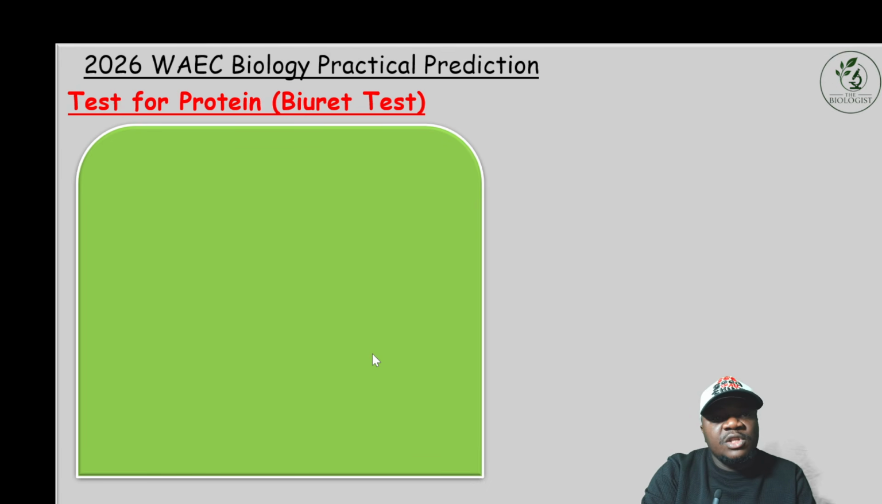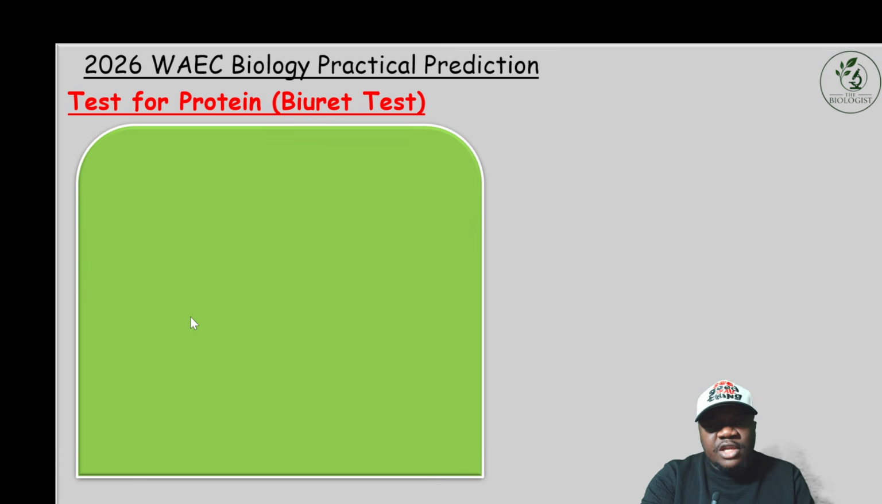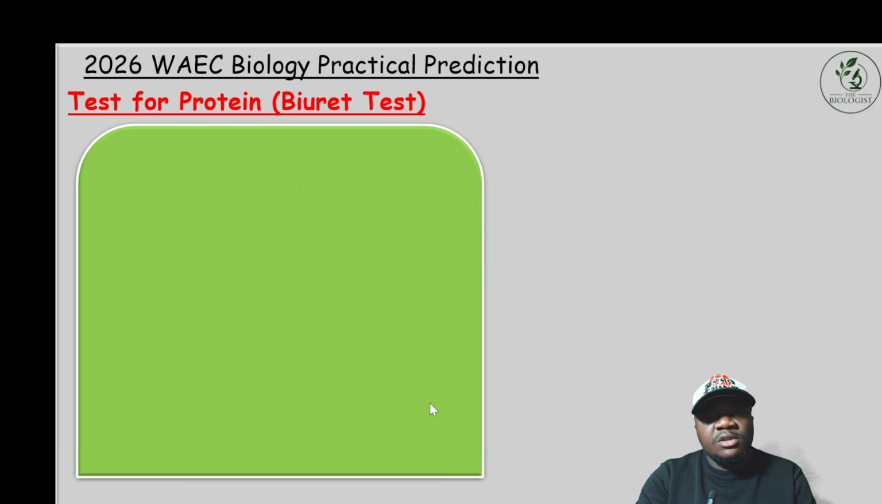Okay, so for this, you're supposed to know that groundnut contains protein. So if you put it in groundnut solution, you have a violet to purple color. Then if you put this in milk, it gives you a violet color also. Okay, so it's very important that groundnut and milk both contain protein. When you add that solution to both of them, it gives you this violet color to show that protein is present. So very important. Okay, so the inference: protein is present.